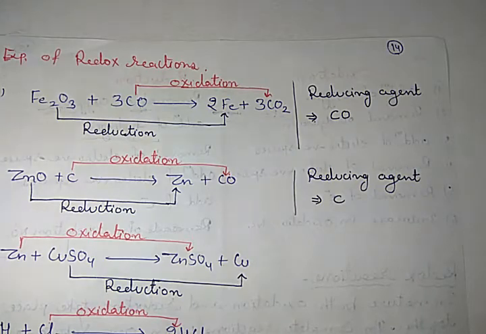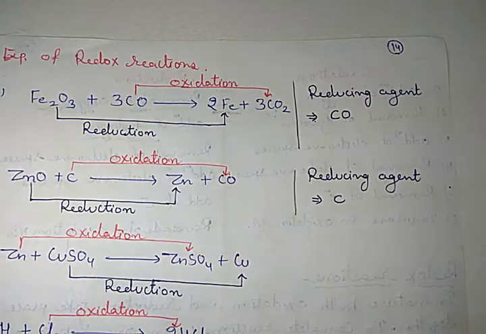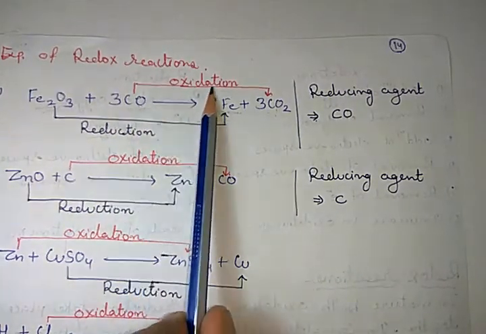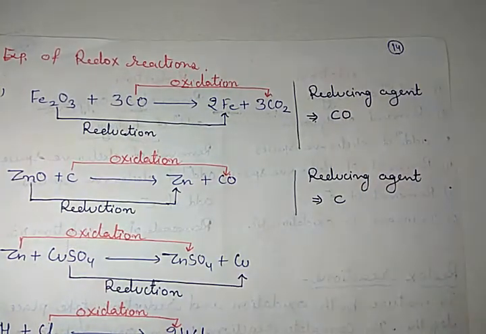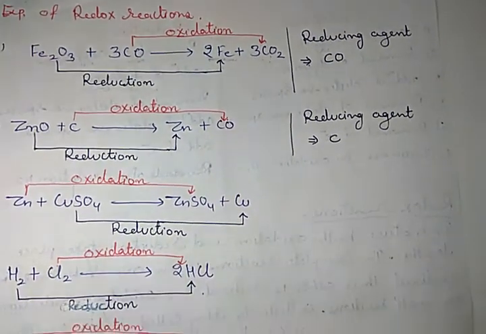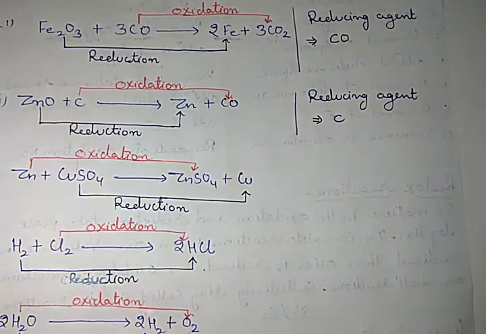Now the examiner can ask to find out the reducing agent, and you know that a reducing agent reduces others, that means it oxidizes itself. So the substance which is going in oxidation will act as the reducing agent. Here carbon monoxide is going in oxidation, so it works as the reducing agent. Got it? Now consider the second example, that is zinc oxide, ZnO plus C gives Zn plus CO.